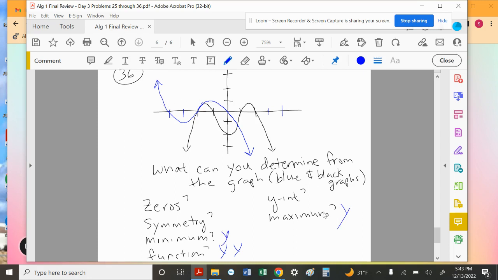Okay, a y-intercept. Notice this one crosses here at the y-intercept. This one crosses here at the y-intercept. So I would say yes. We know that we can identify that. And then we have two more left. We have zeros and symmetry. Well, this term you probably haven't heard much. I have talked about this term just to make sure that you understand it.